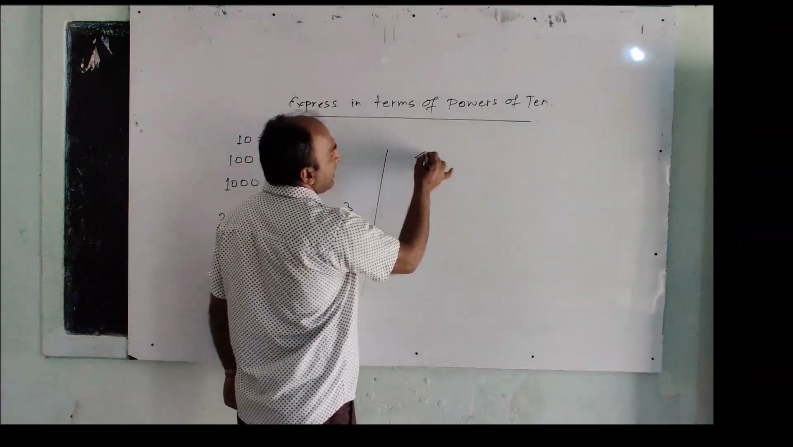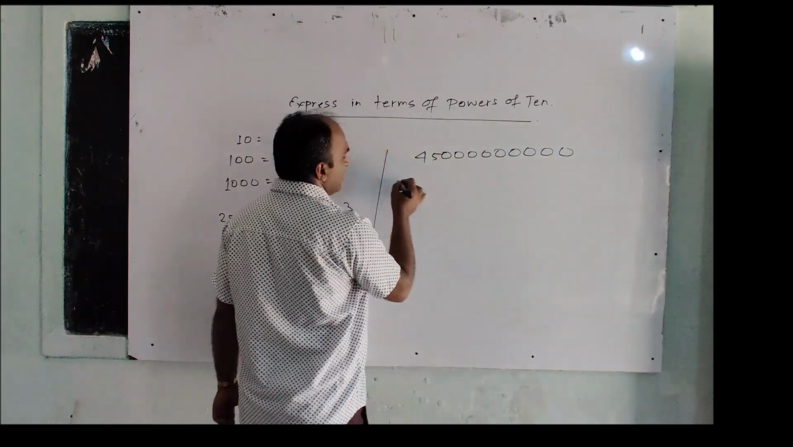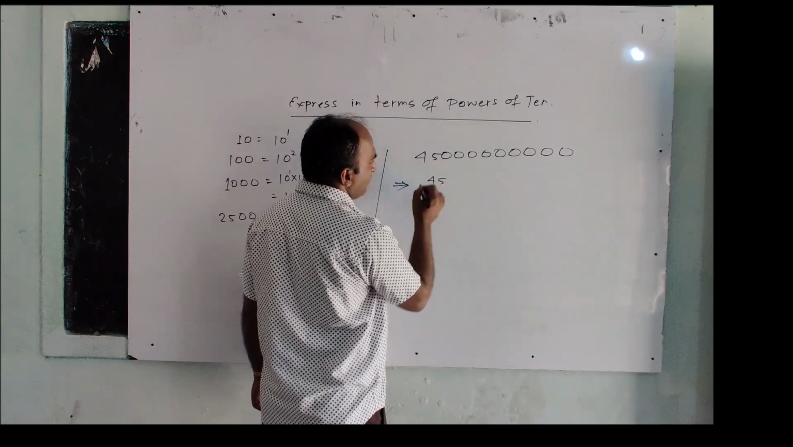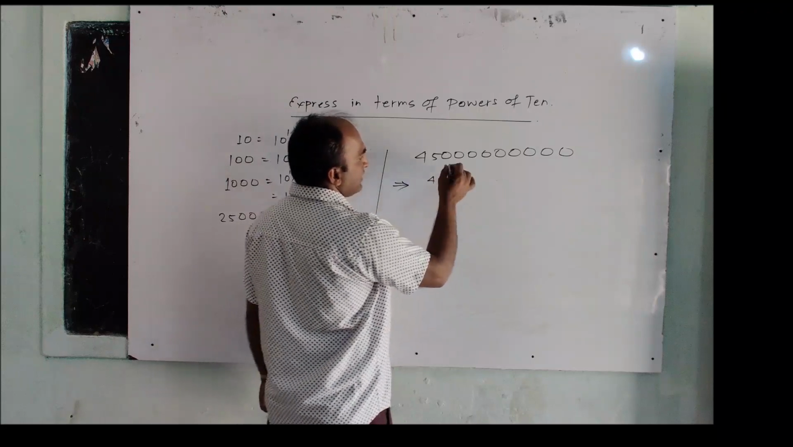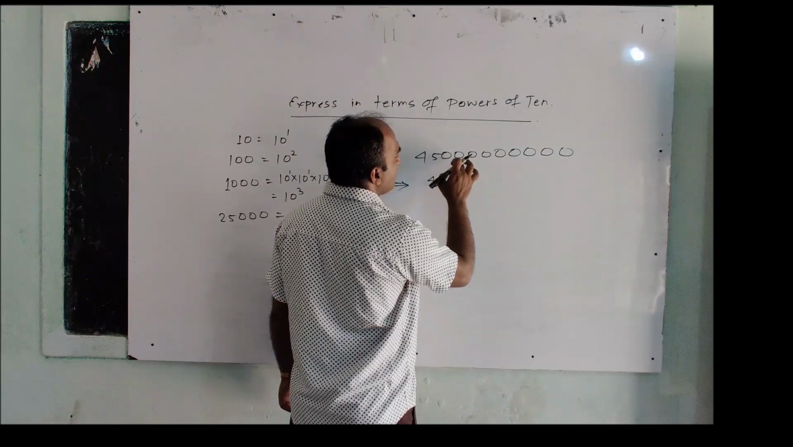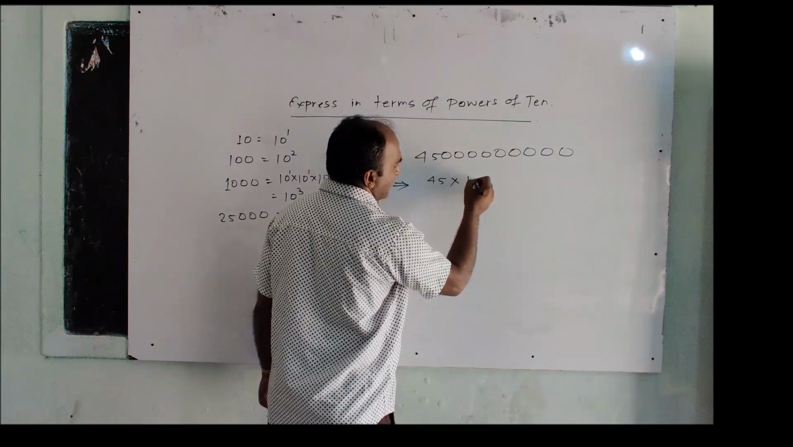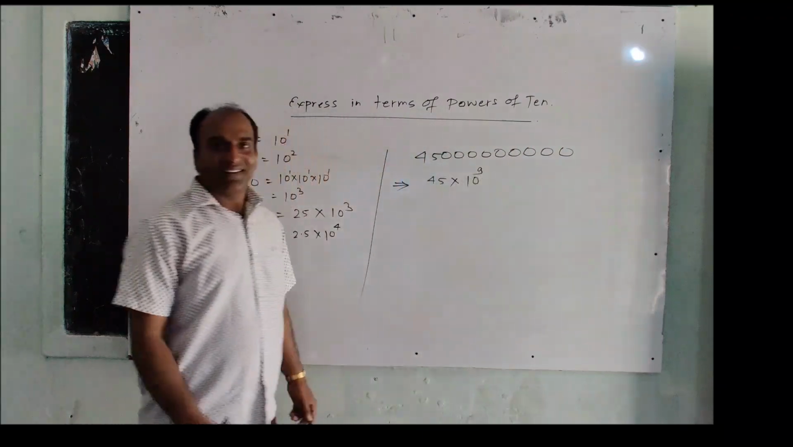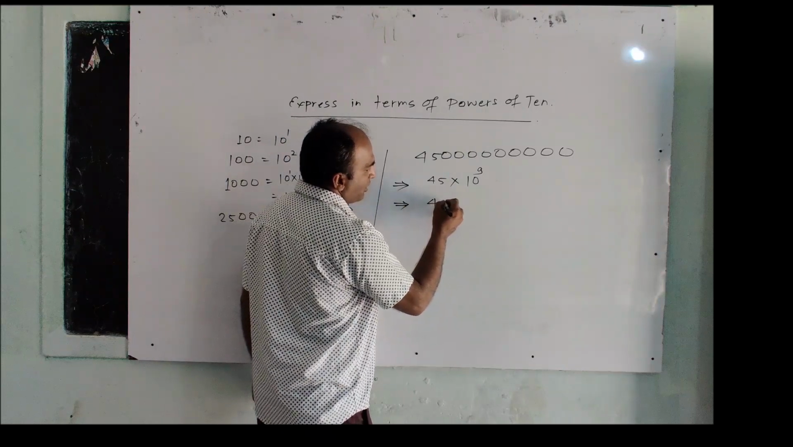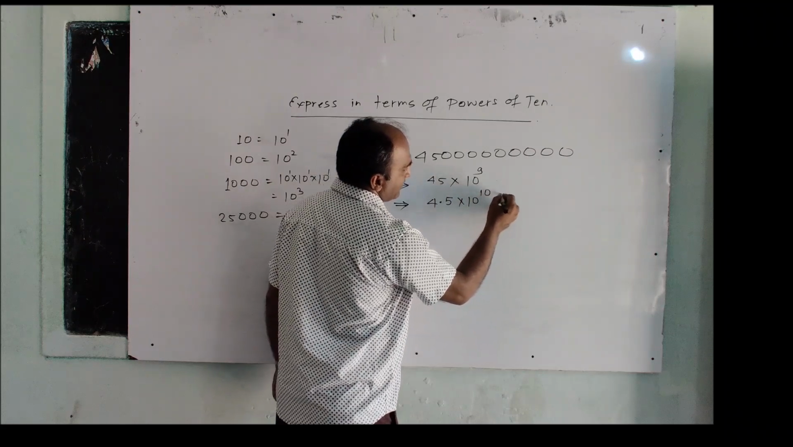Suppose we have to express a very big number with 45 followed by zeros. How to write it? First we write 45 and the multiplication sign. Then we count the total number of zeros: 1, 2, 3, 4, 5, 6, 7, 8, 9. 9 zeros are given, so we write 10 to the power 9, and this can be represented by 4.5 into 10 power 10. This is your answer.